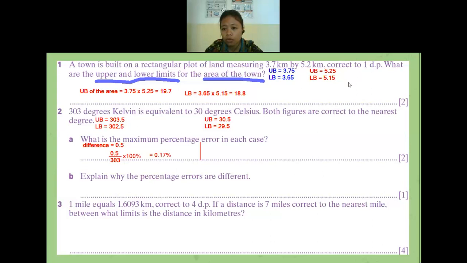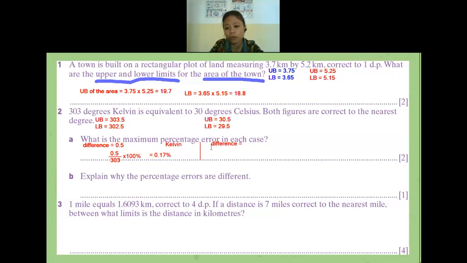Okay, so now if I want to find the percentage of error using the Celsius, how many percent is it? Can you please try it by yourself just to check if you really understand or not? The steps are exactly the same. So you have to find the difference. How many is the difference?